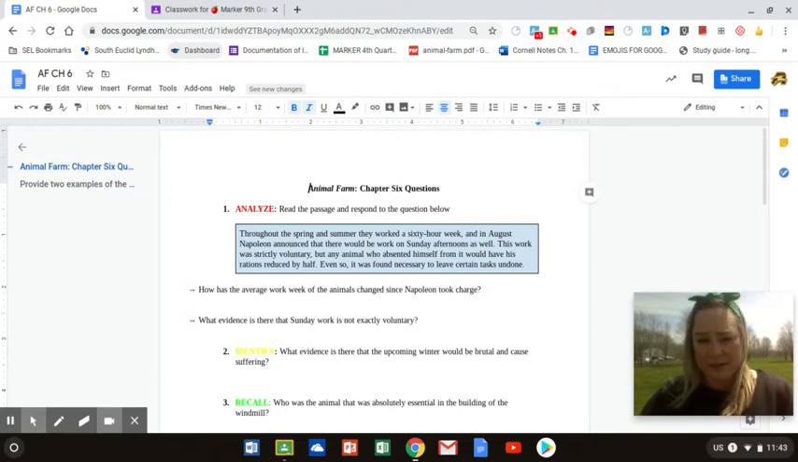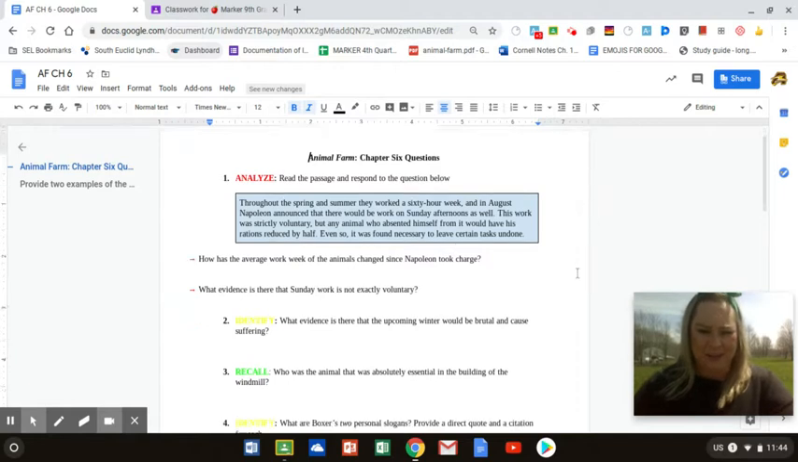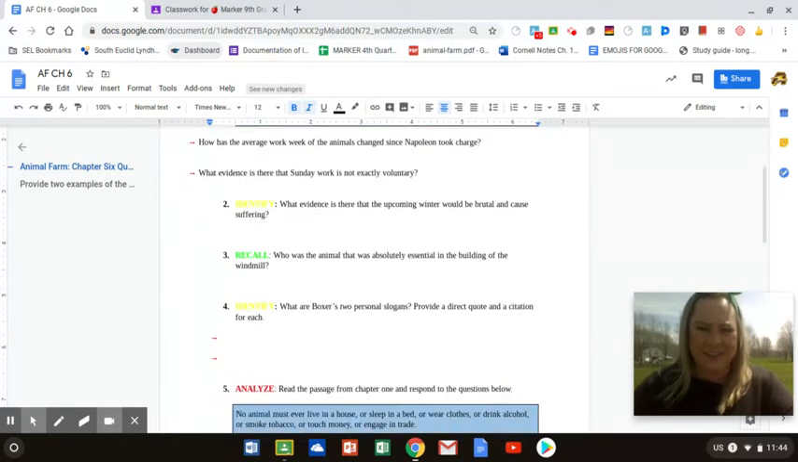So your two-part question for the first one: how has the average work week of the animals changed since Napoleon took charge? And also, what evidence is there that Sunday work is not exactly voluntary? Because typically, when you volunteer to do something, there's not a consequence for not doing it. Number 2, what evidence is there that the upcoming winter would be brutal and cause suffering? For this, I'm looking for a direct quote and a citation.